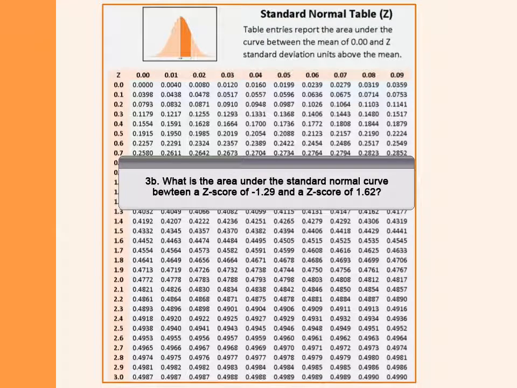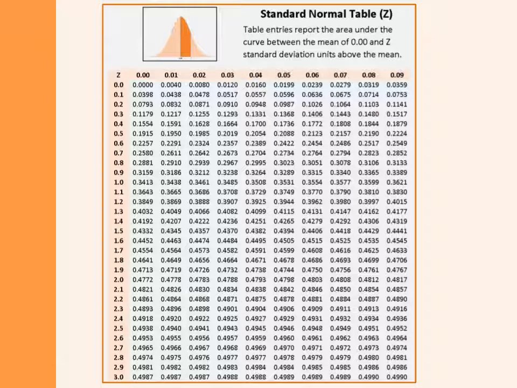For the second problem in this set, we are to find the area under the standard normal curve between a z-score of minus 1.29 and a z-score of 1.62. First of all, we'll take the absolute value of minus 1.29 and highlight the row of 1.2 and the column of 900th. And we can see that 0.4015 proportion of the curve falls between the mean of 0 and a z-score of 1.29, or in this case a z-score of minus 1.29. We now highlight the row that reports a z-score of 1.6 and the column of 0.02, and we see that 0.4474 of the curve falls between the mean of 0 and a z-score of 1.62.